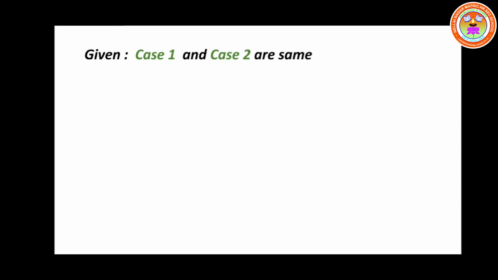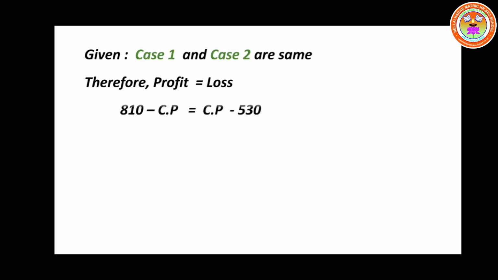So in the question it is already given that they both are same. That means case 1 and case 2 are same. So that is profit is equal to loss. So you can write what is the profit you got already: 810 minus CP, which is equal to CP minus 530. Now take the minus CP to this side and 530 to this side.